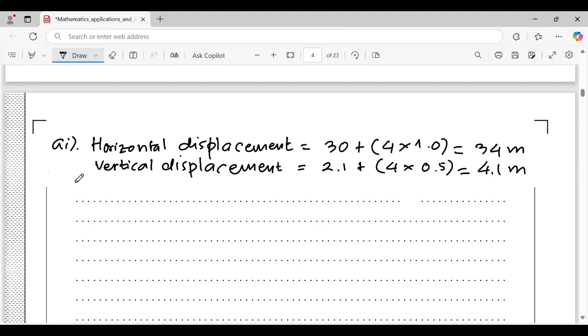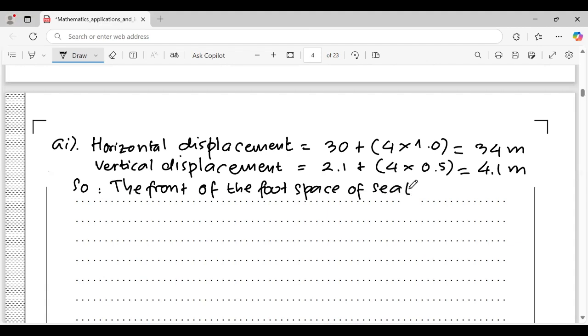So the front of the foot space of seat A5, the coordinate is 34, 4.1. That one.